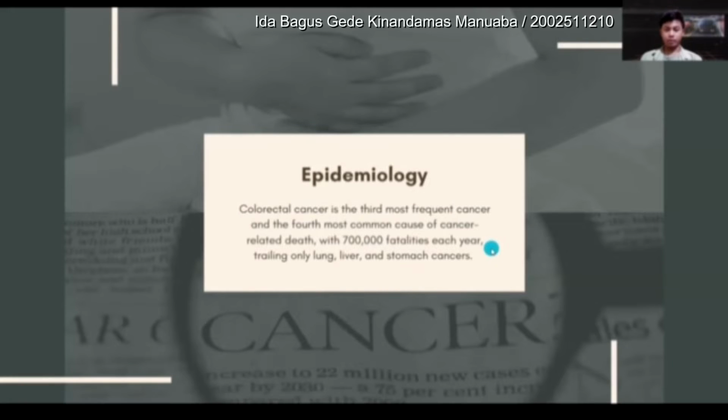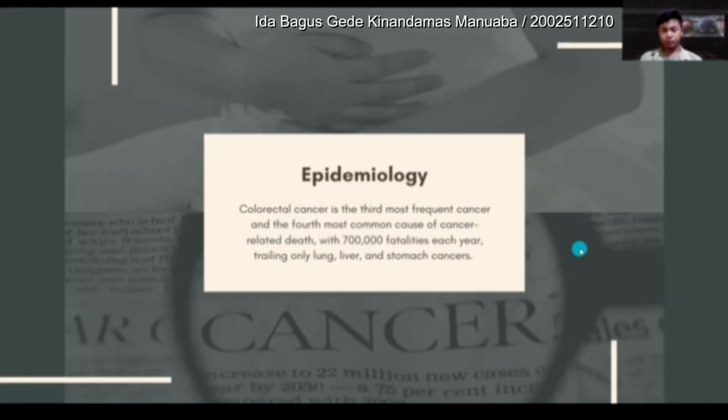Okay, my name is Bagus Gede Kinandamas Manuaba, with the 3-digit number 210. And now I'm going to explain about the epidemiology of colorectal cancer. Colorectal cancer is the third most frequent cancer and the fourth most common cause of cancer-related death, with over 700,000 fatalities each year, trailing only lung, liver, and stomach cancer.